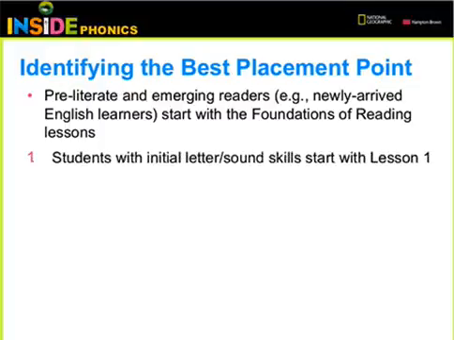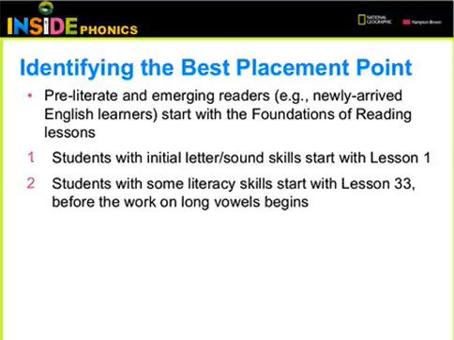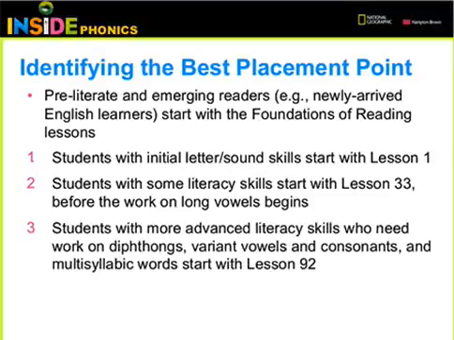If your students have initial letter and sound skills, you'll start with lesson 1. If students have some literacy skills, they can start with lesson 33 before the work on long vowels begins. And finally, when you have students with a bit more advanced literacy skills, but who still need work on the more in-depth skills of diphthongs, variant vowels, consonants, and multisyllabic words, you're going to start at lesson 92.